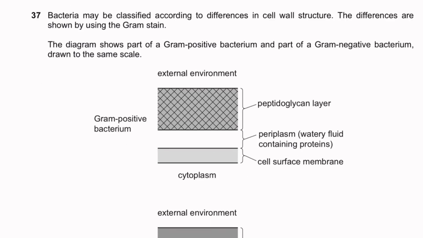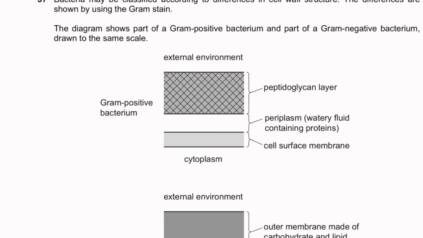Moving on from here, bacteria may be classified according to differences in cell wall structure. The differences are shown in the gram stain, and the diagram shows part of a gram-positive bacterium and part of a gram-negative bacterium drawn to the same scale. So the external environment, the gram-positive bacteria, the peptidoglycan layer, the periplasm, which is a watery fluid containing proteins, and then we have the cell surface membrane.